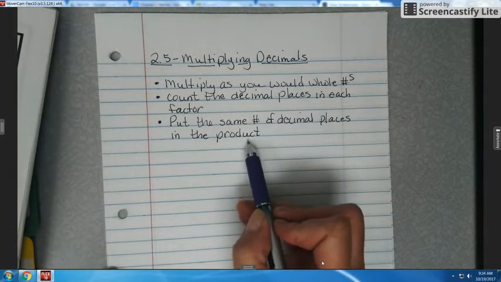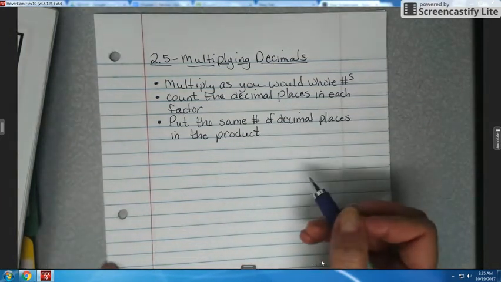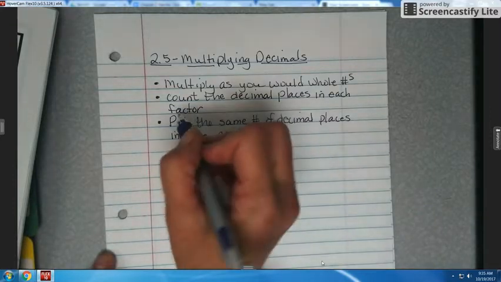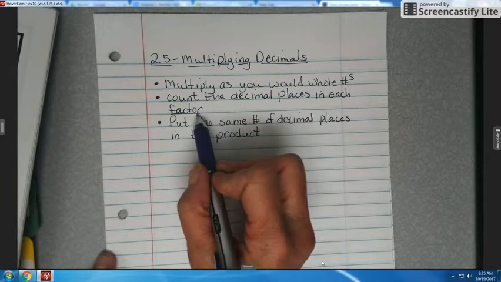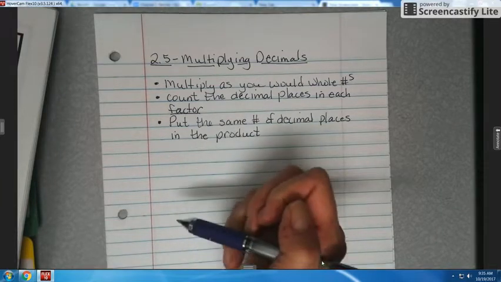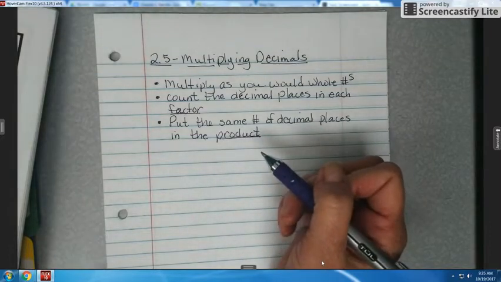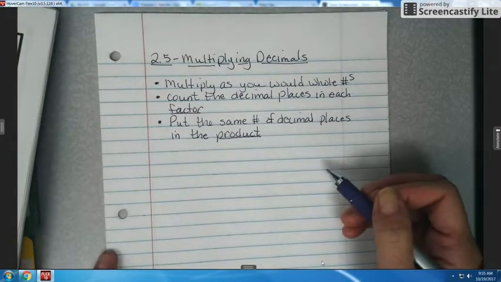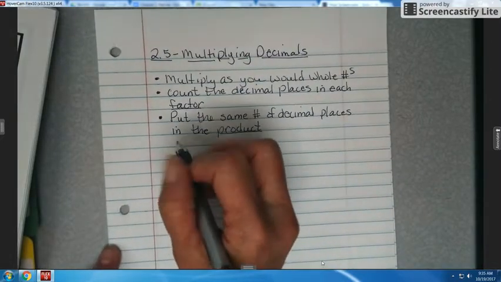Remember, the product is the answer to the multiplication problem. So the factors are going to be the numbers you're multiplying together. The product is going to be the answer. Okay, so now that you have the notes written down, we can look at a sample problem.